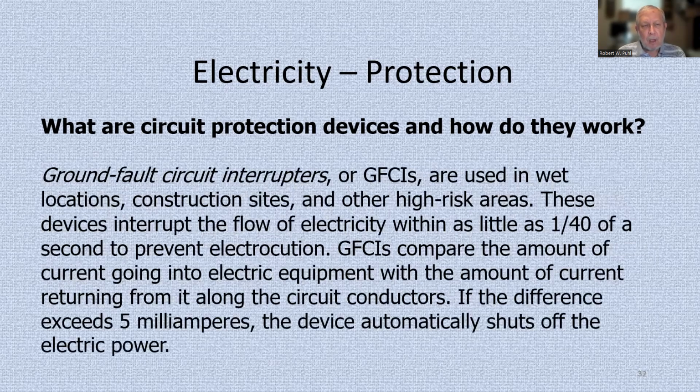fault. Ground fault circuit interrupters, GFCIs, are used in wet locations, construction sites, and other high-risk areas. These devices interrupt the flow of electricity within as little as 1/40th of a second to prevent electrocution. GFCIs compare the amount of current going into electric equipment with the amount of current returning from it along the circuit conductors. If the difference exceeds 5 milliamperes, the device automatically shuts off the electric power.